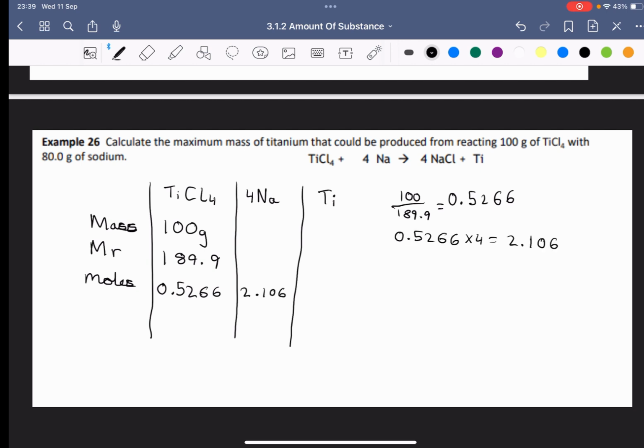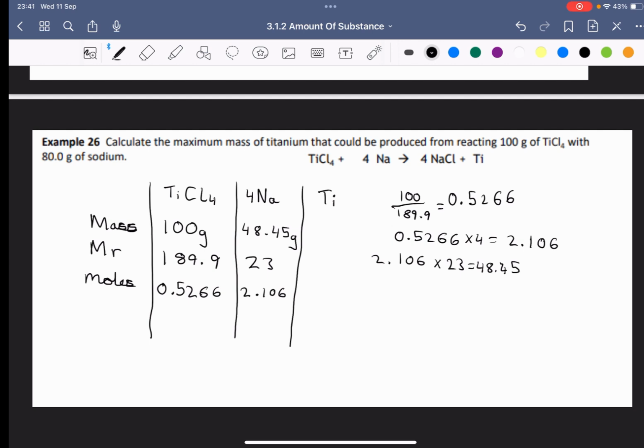Now I'm going to times it by the MR of sodium to work out the mass of sodium that I need. Right, so for all of the titanium chloride to react, we only need 48.45 grams of sodium. So this means we have more sodium than what we need. Therefore, the titanium chloride is the limiting reactant, so we use that for our molar ratio.